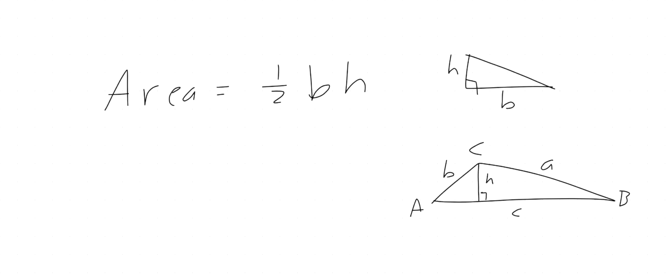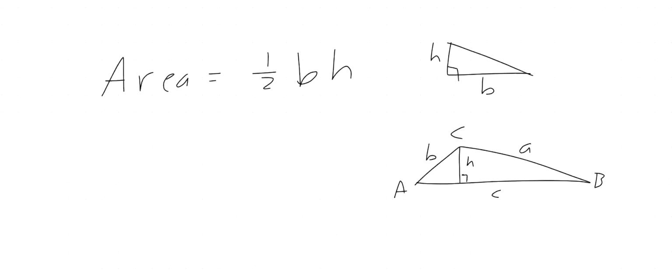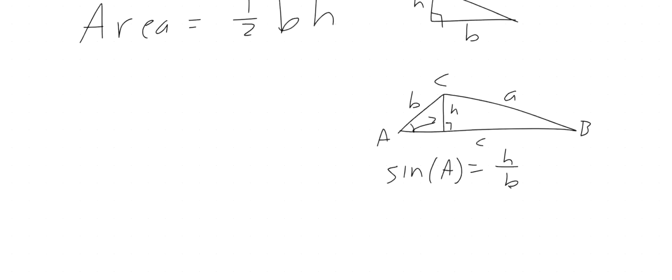So our question is, how can we use just side lengths to find area and not have to rely on knowing h? The important thing here is that our h is across from our A, so it makes it opposite. And we know the b, which is our hypotenuse. So sine of A is h over b. If we solve this equation for h, b sine of A equals h.